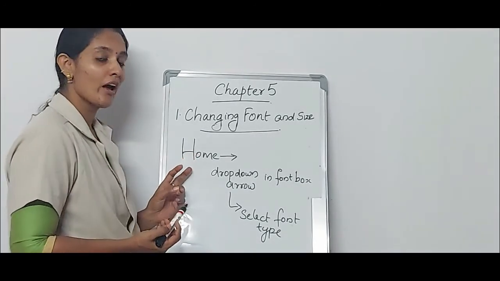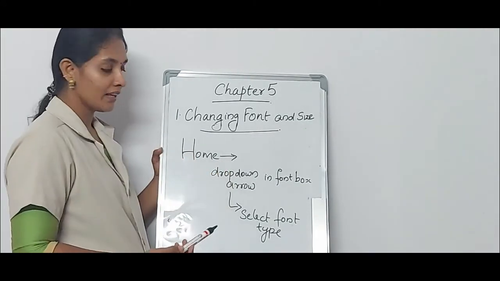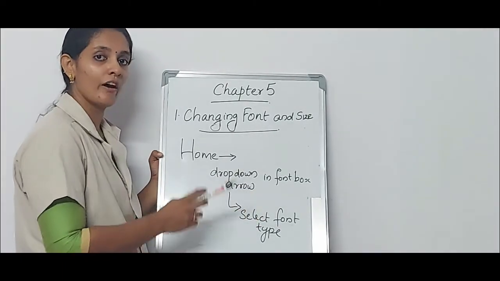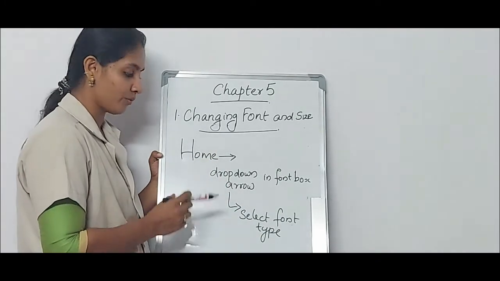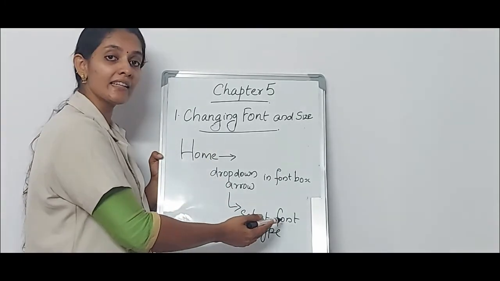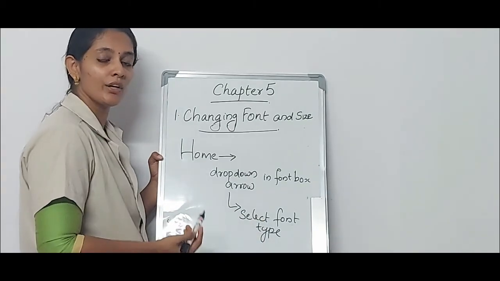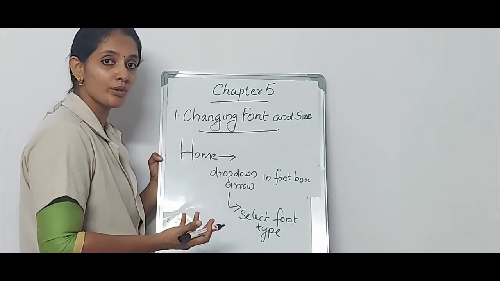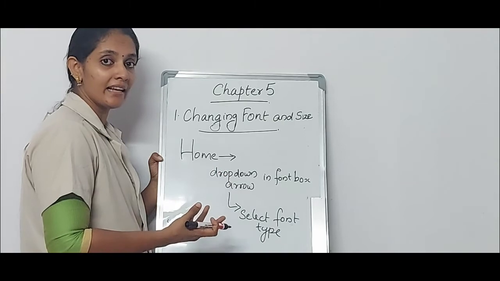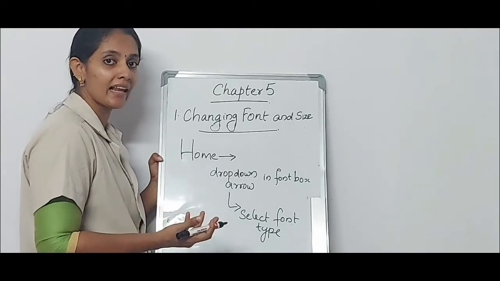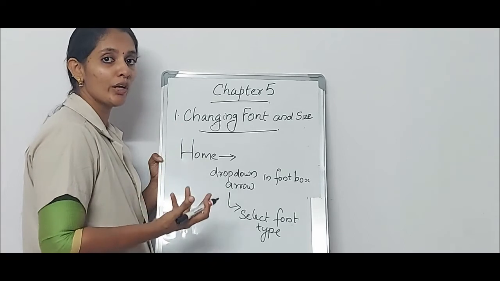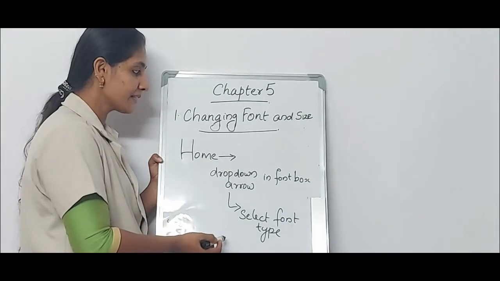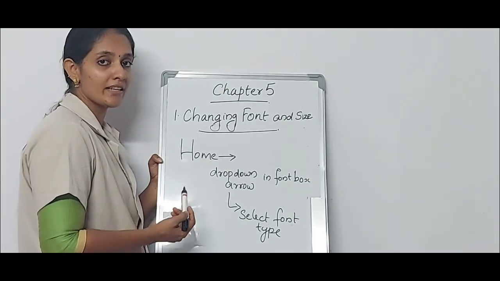For this, first you have to click on Home tab. Then in the font group, you can see a drop down arrow in the font box. You have to click on the drop down arrow. Then third step, select the font type. Example, Times New Roman, Arial. These are some font types. You can select the type of the font that you want to apply for the text. So these are the steps to change the font of the text.